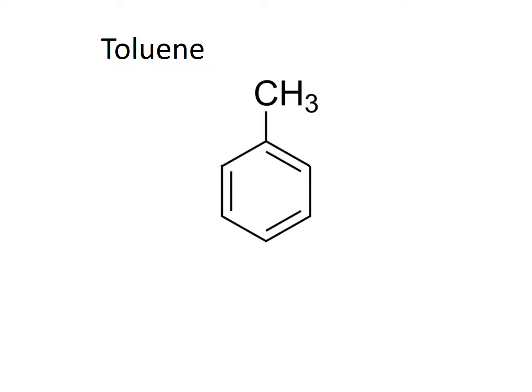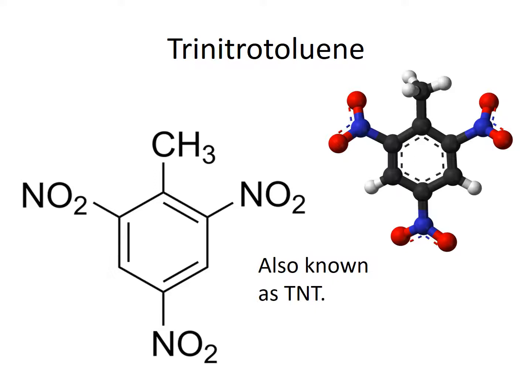If it's got just a single methyl group on the benzene, that chemical has been given a special name. It's called toluene. It's a very common chemical in industry. Here is an interesting toluene derivative. It's got 3 nitro groups attached to it. This is trinitrotoluene, also known as TNT, the precursor of dynamite.